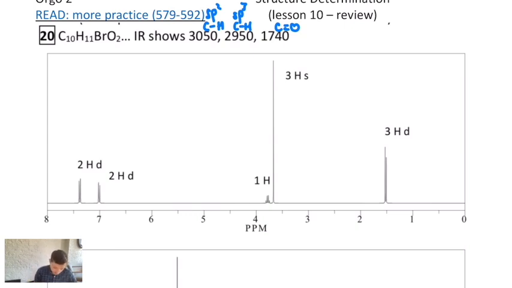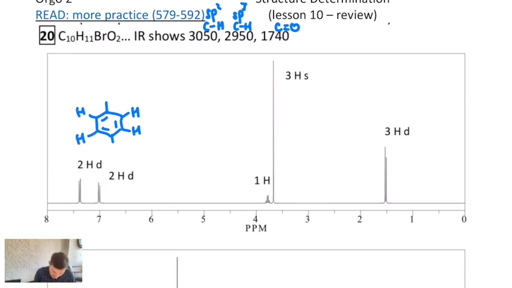Let's look at the proton NMR, a pair of 2 hydrogen doublets. That's a para-disubstituted benzene ring. We've seen that multiple times. That means we have a benzene with 4 H's on it and 2 other things. I don't know what they are yet, but that would make sense.